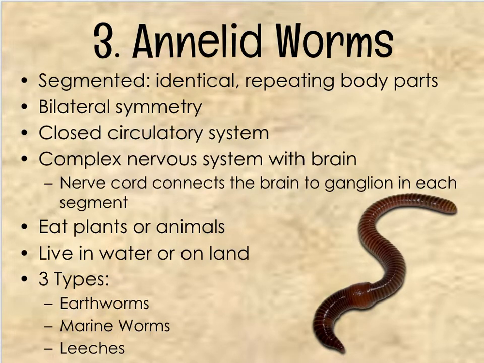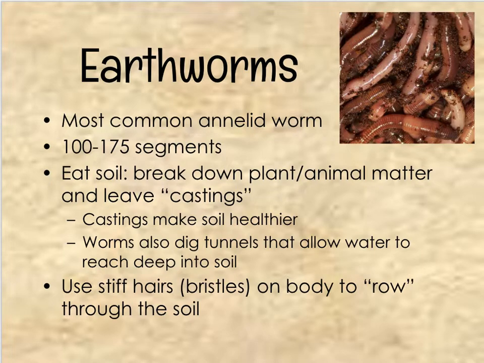These are the critters that we're going to spend the most time with from any of our three worm groups. We're spending the most time with earthworms because they're the most common annelid worm. They have anywhere between 100 and 175 segments. And we're going to be counting our earthworms' body segments. We're doing giant earthworms, but we're only going to count up to the clitellum, which sort of looks like a big band-aid around the middle of their body. So just the front section of the earthworm.